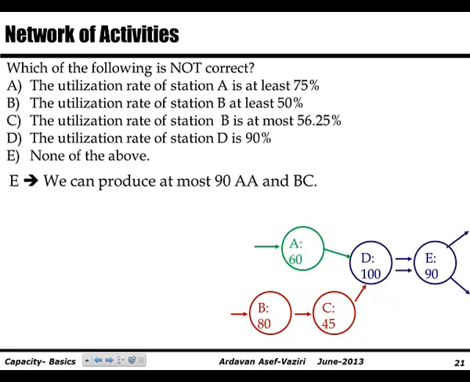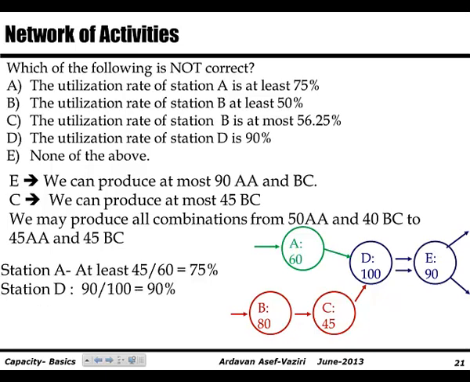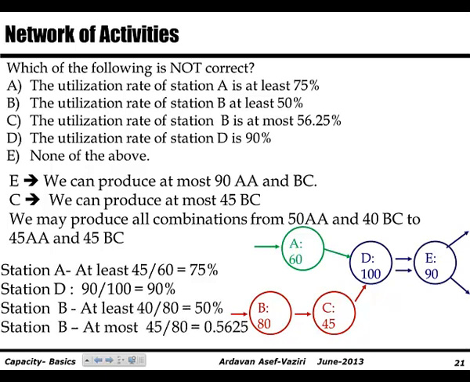And here is a repetition of what I said. Based on E, we can produce at most 90 of A and BC. Based on C, we can produce at most 45 of BC. We may produce any combination from 50 A and 40 BC to 45 A and 45 BC. Station A at least 75%, station D 90%, station B 50% at least, station B 56.25% at most, and therefore all of the answers are correct.